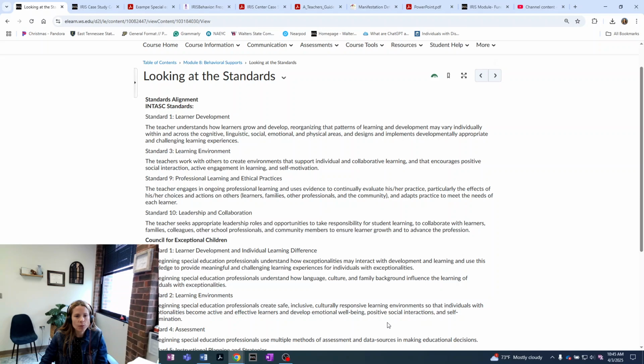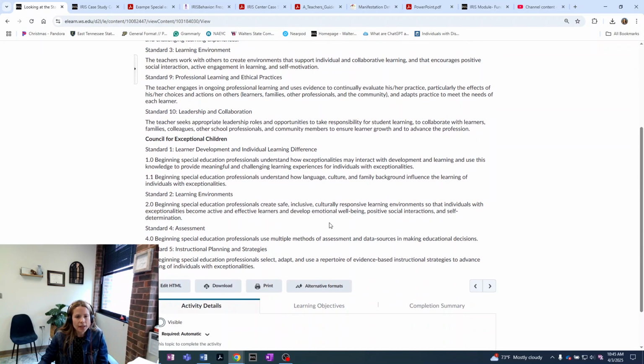And then how are we connecting what we're doing to the standards? So we're connecting them to the teacher preparation standards, where we look at learner development, learning environment, professional learning, ethical practices, as well as leadership and collaboration. And then with our connection to Council for Exceptional Children, we're going to be looking at learner development, individual learning differences, learning environments, assessment, and again, that's that collecting data, that specific piece when we are trying to support and create behavior interventions. And then lastly, instructional planning and strategies.